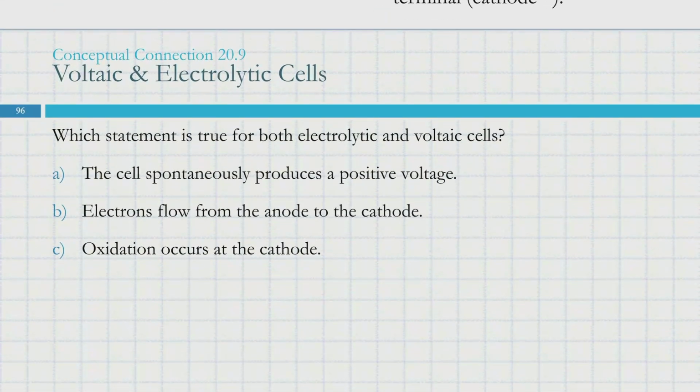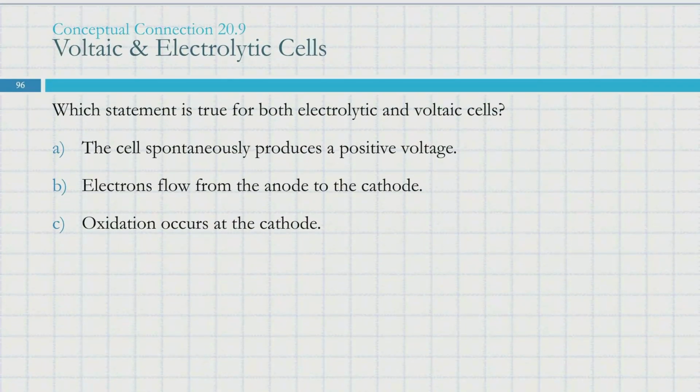Which of these statements is true for both electrolytic and voltaic cells? Is it A, that the cell spontaneously produces a positive voltage? B, that electrons flow from the anode to the cathode? Or C, that oxidation occurs at the cathode? What do we think? B. Why is it B? Or maybe a better question, why isn't it A? Or why isn't it C?